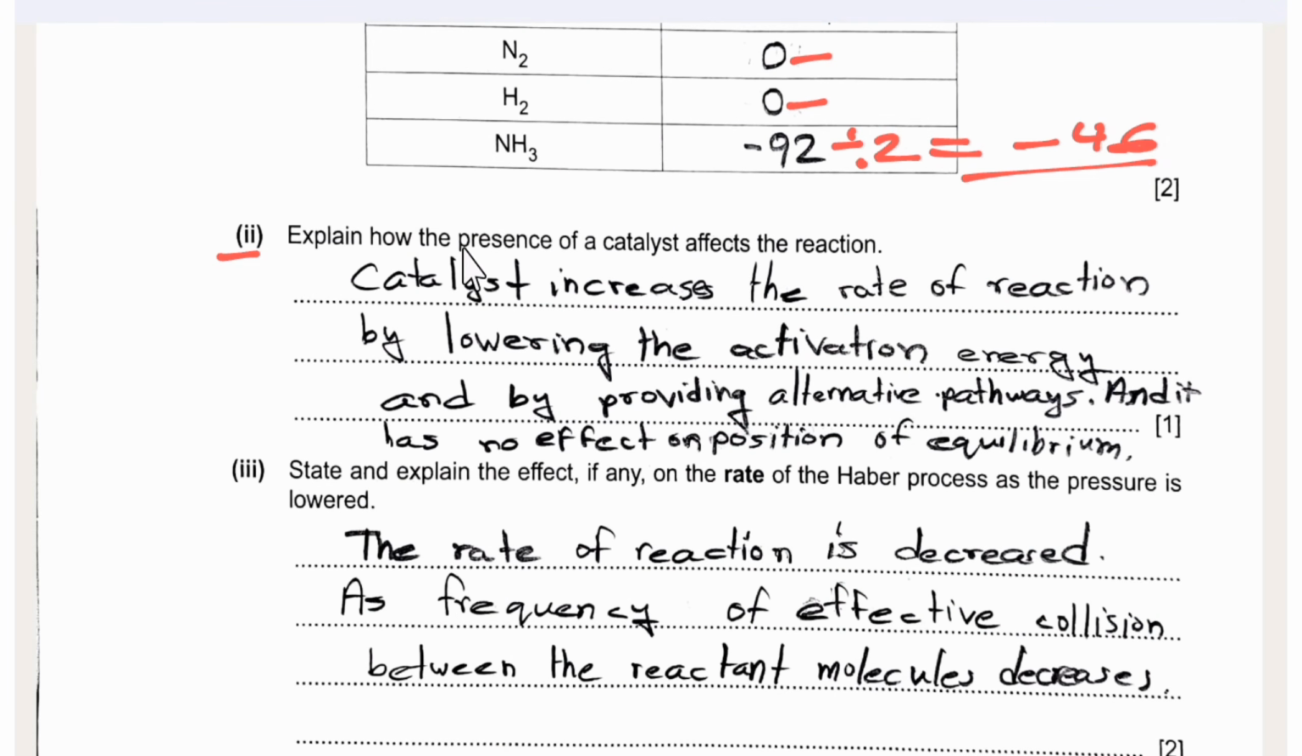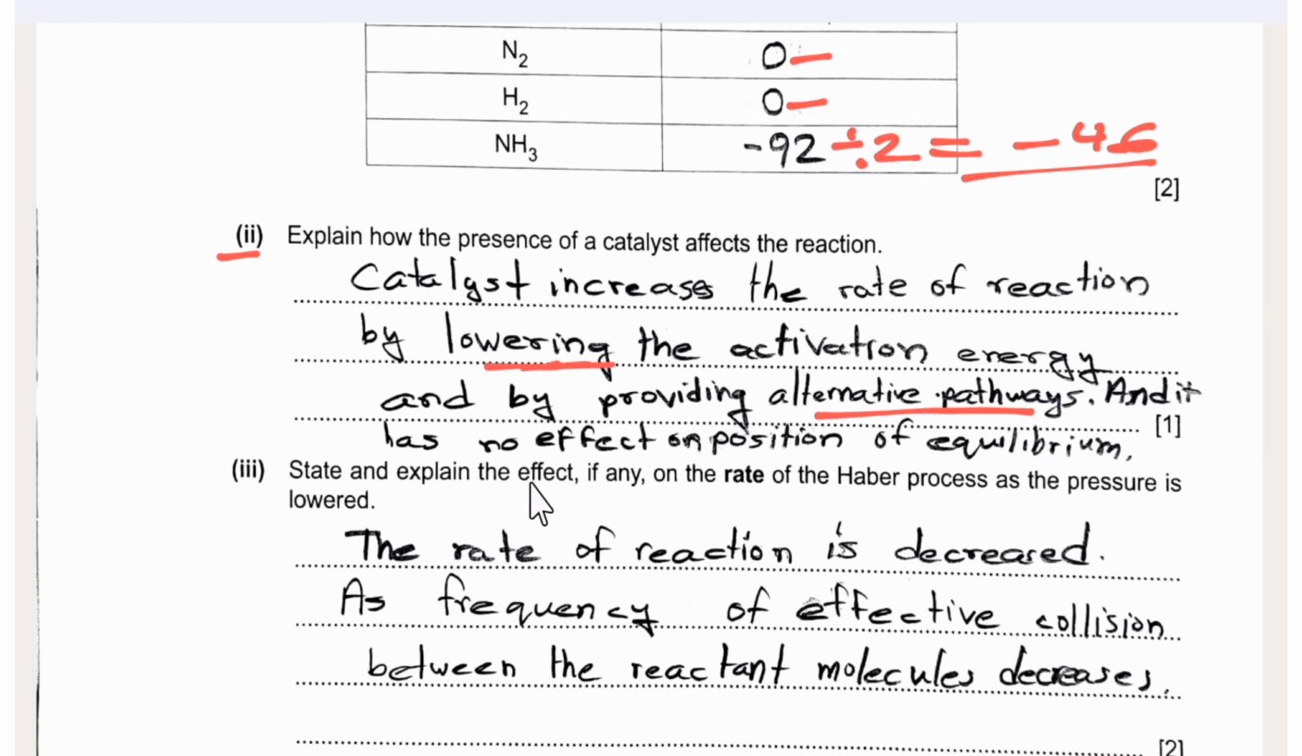Explain how the presence of a catalyst affects the reaction. A catalyst increases the rate of the reaction by lowering the activation energy and by providing alternative pathways, and it has no effect on the position of equilibrium. Also, the catalyst is not used up at the end of the reaction.